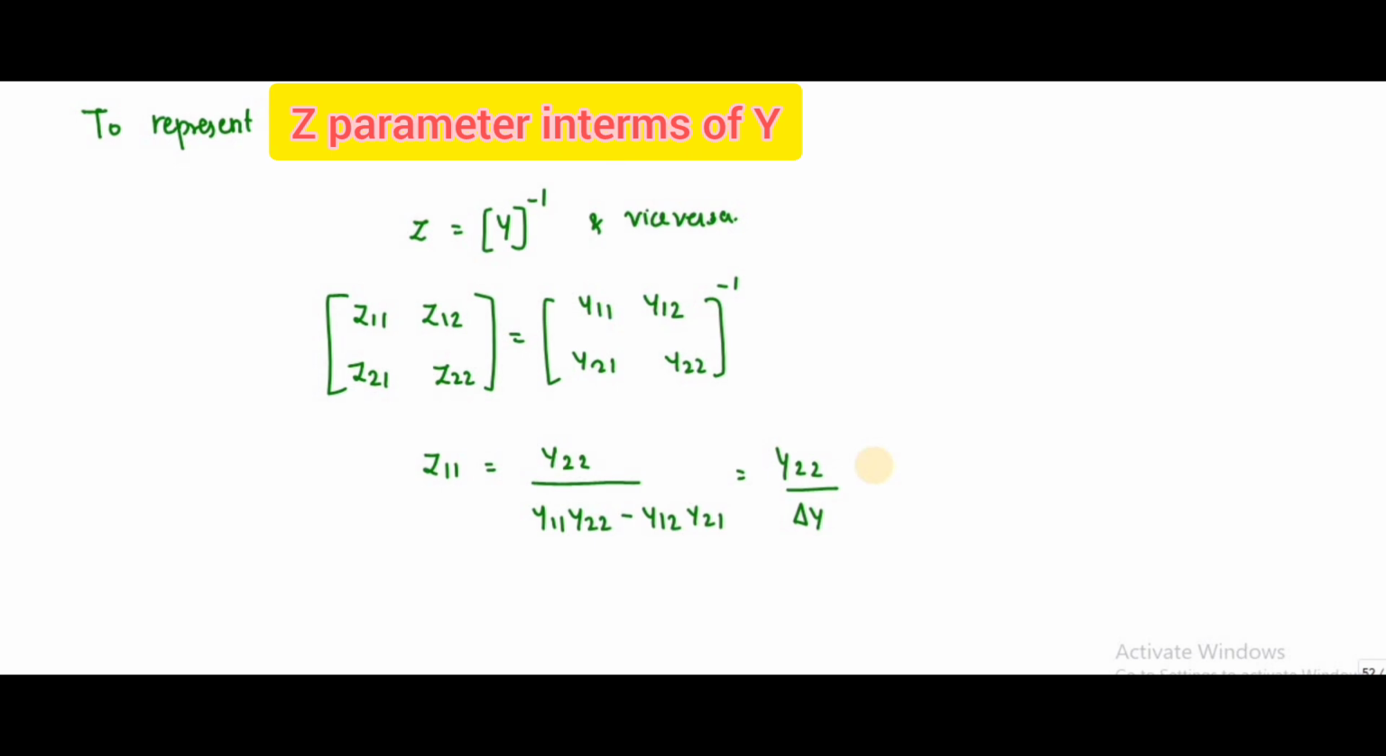So from this I can write Z11 is equal to Y22 divided by del Y, where del Y is equal to Y11 Y22 minus Y12 Y21. Next, to find the value of Z12, that is equal to minus Y12 divided by del Y. Okay, next Z21 is equal to minus Y21 divided by del Y. So Z22 is equal to Y11 divided by del Y.